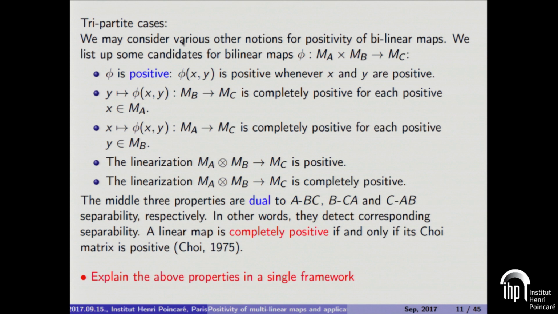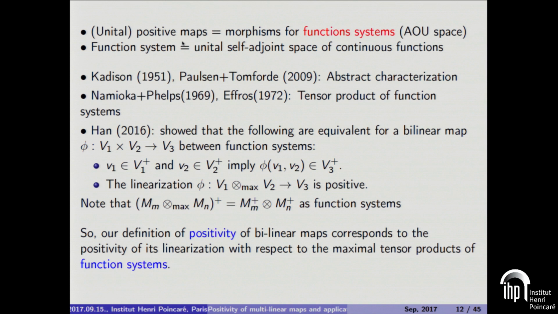Okay. So before going further, we would like to explain what is the most natural framework in mathematics. For example, we consider function systems, which is a very classical subject, which is nothing but the unital self-adjoint positive space of continuous functions, whose morphisms are just positive linear maps. Then in the old days, Kadison and Paulsen considered the abstract characterization of this object. And Namioka and Asimow, and Effros, constructed the tensor product of function systems. And Morris and my co-author showed that the following are equivalent for bilinear maps. This is nothing but the positivity we just introduced.